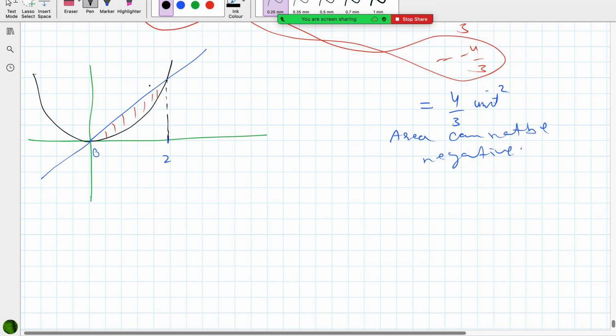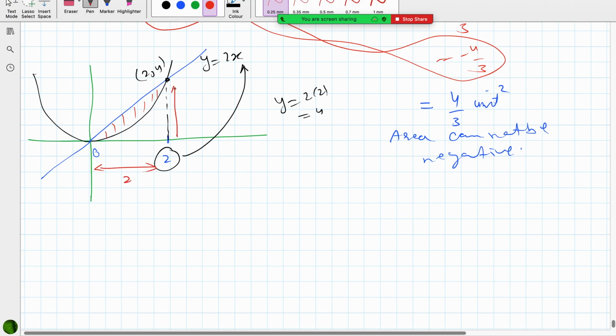Can you see that this straight line is actually a triangle? So if I substitute this 2 in y is equals to 2x, I can say that this coordinate is x 2, y 4. Only for this triangle, we can say this base is 2 units and this height is 4. So area of triangle would be 1 by 2 into base into height, which is 4 unit square. Any issues?